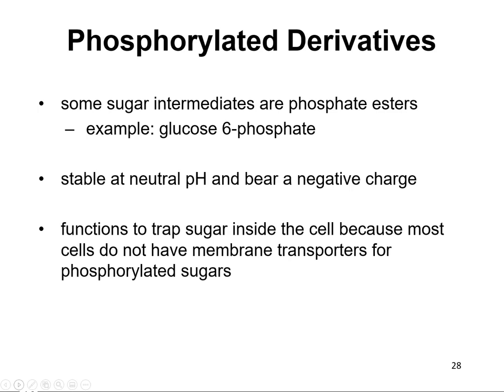So phosphorylated derivatives of sugars are very important because they are stable at a neutral pH and they have a negative charge. Stable at a neutral pH, that makes sense because our bodies operate around neutral. So you want your fuel molecule to be stable at that pH. But it also bears a negative charge. And that helps to trap the sugar inside the cell. Otherwise, glucose would be free to move about the cabin and just diffuse in and out of the cell. If you're a cell that needs to generate some energy, you want to hang on to your glucose.